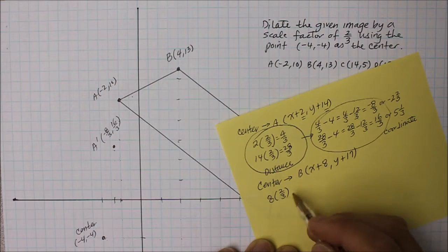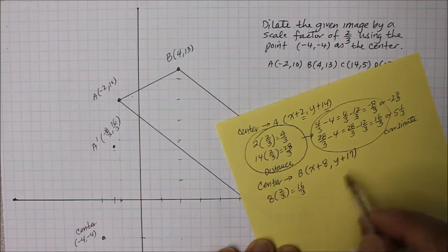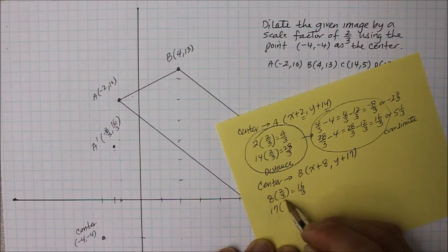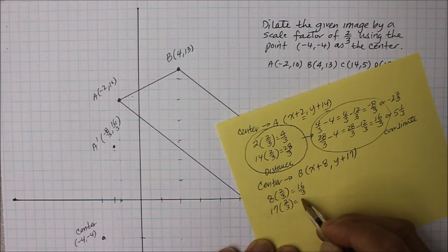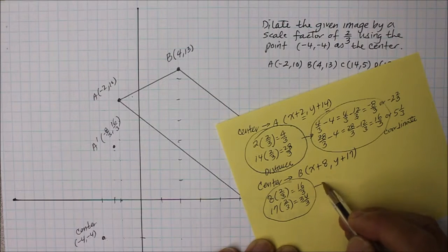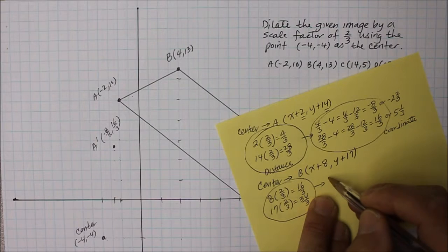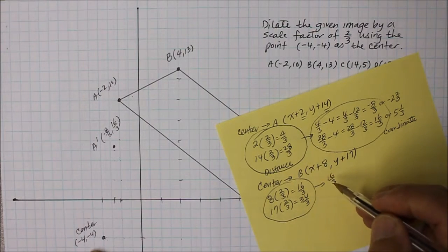So 8 times 2/3 is like saying 16 over 3. And 17, we're going to take 2/3 of that as well. So that's going to become 34 over 3. Boy, the numbers are looking pretty ugly. But that's the total distance. Okay, that's the total distance. Now we have to find the actual coordinate. And to do that, we have to find the difference from the center.